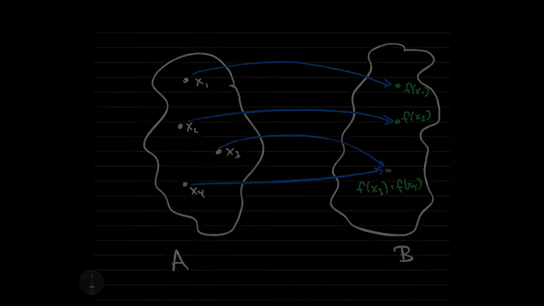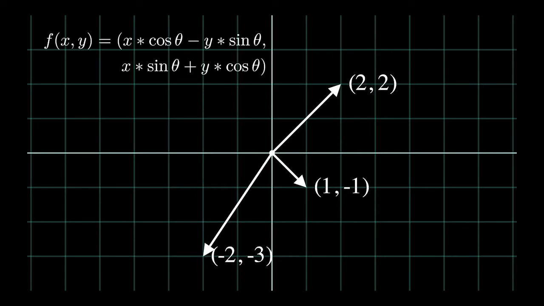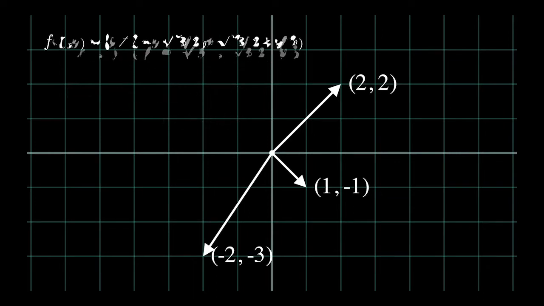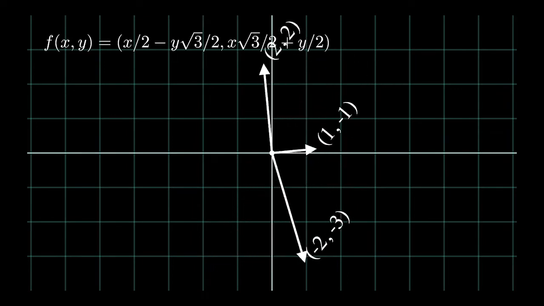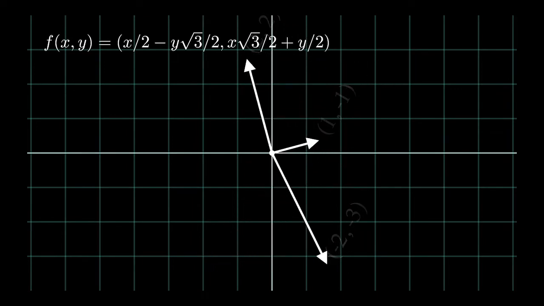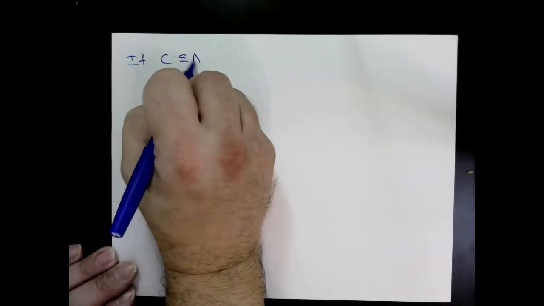Here's another example, one where we think of the function as a transformation of a set into itself. Consider the xy plane and the function that rotates every vector by angle theta. We can write down a formula for this function, given below, and we can see how this transforms the plane in this picture. We can also consider the action of a function on a subset of the domain and not just on an individual point.